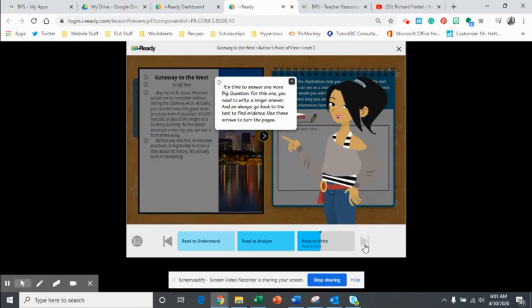It's time to answer one more big question. For this one, you need to write a longer answer. And as always, go back to the text to find evidence. Use these arrows to turn the pages.